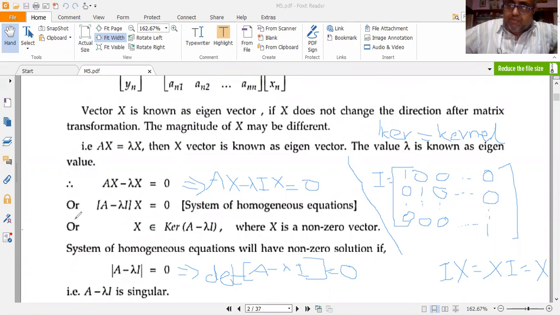From linear system of equations, especially Cramer's rule, if you remember, this system of homogeneous equations will have a non-zero solution only if the determinant of A minus lambda I is equal to 0, or det of A minus lambda I is equal to 0. That is, A minus lambda I should be singular.